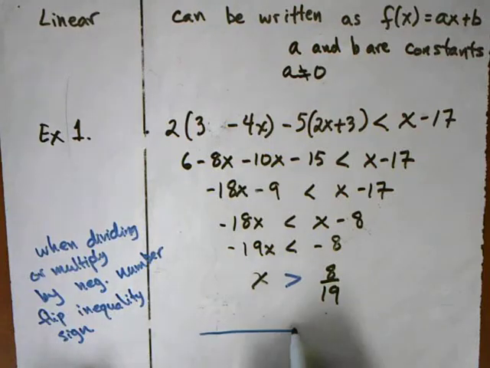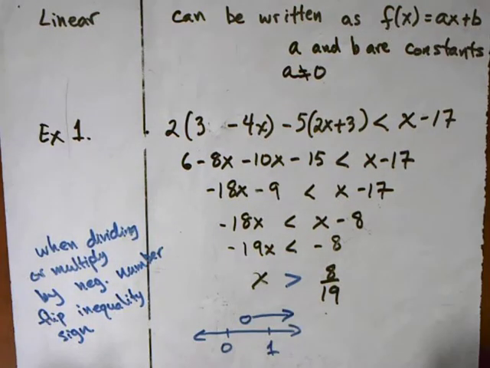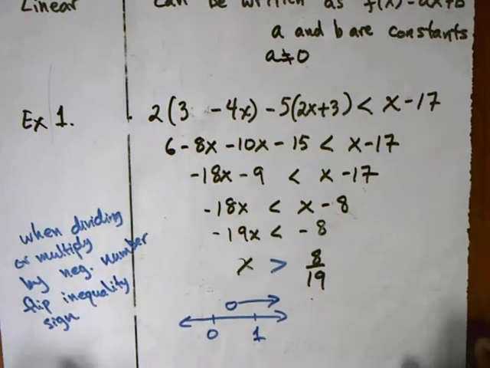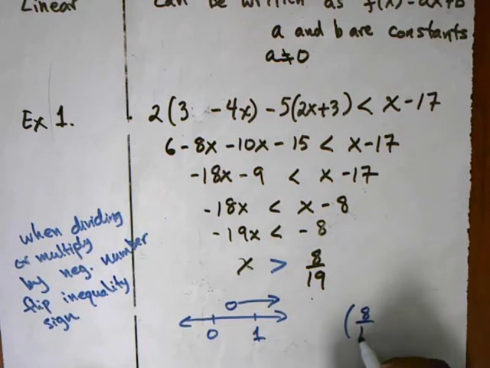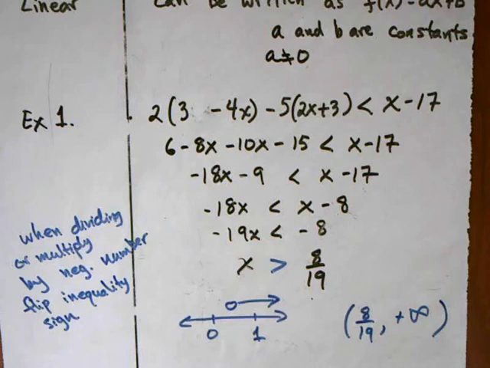And let's just show this as a graph. So this is 0, this is 1. 8 19ths is a little bit less than half, so it's right here. It's going to be an open circle, and it's going to go towards the right since x is greater than that. Let's see if you can hit pause and write this in interval notation. So x is going to start from 8 19ths and go on to positive infinity. So there you have it, an example about how to solve a linear inequality.